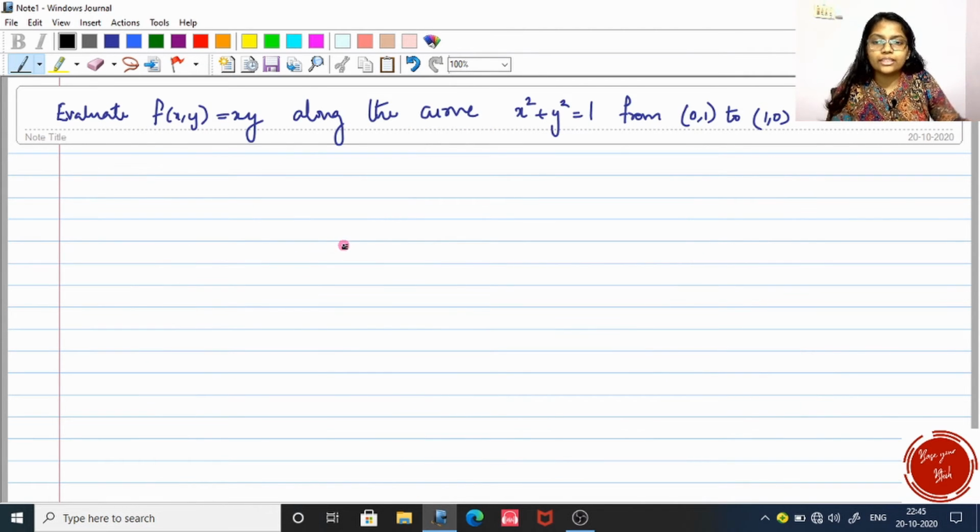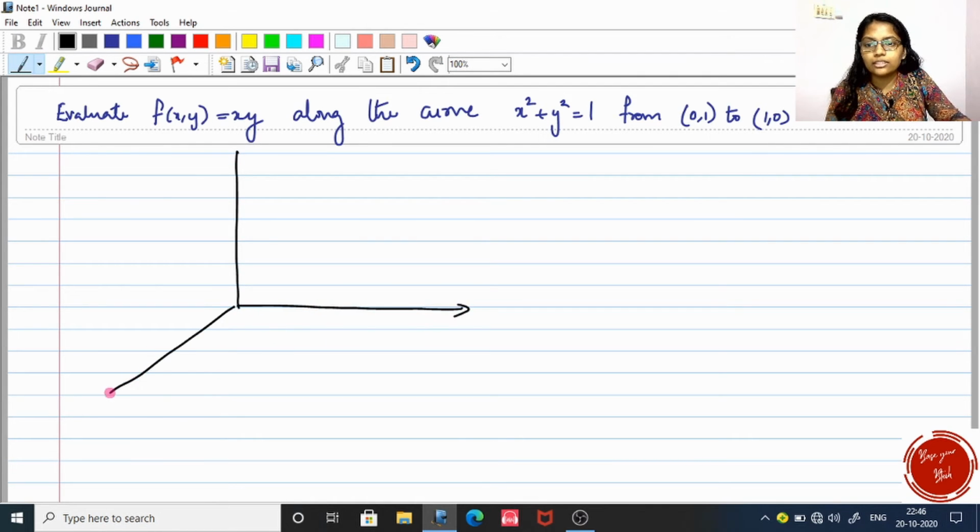So here is the question. Evaluate the integral of f(x,y) equal to xy along the curve x square plus y square equal to 1 from (0,1) to (1,0). So actually here two functions are given. One is xy, another one is x square plus y square equal to 1. Let's see what all are there. Let me start with the same xy coordinate system.